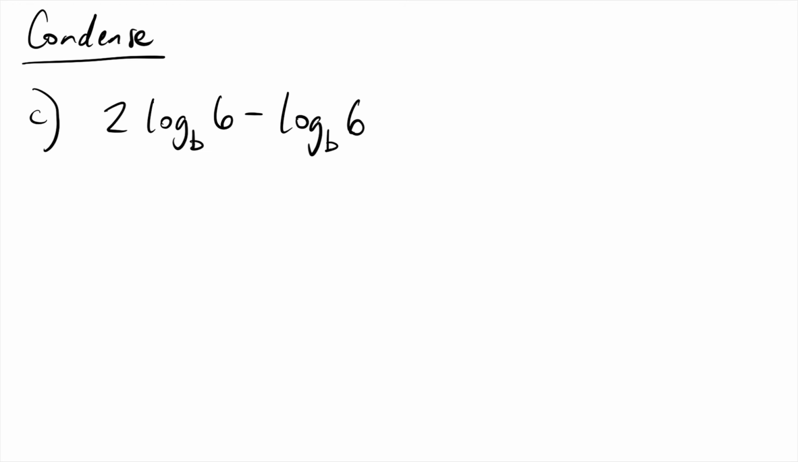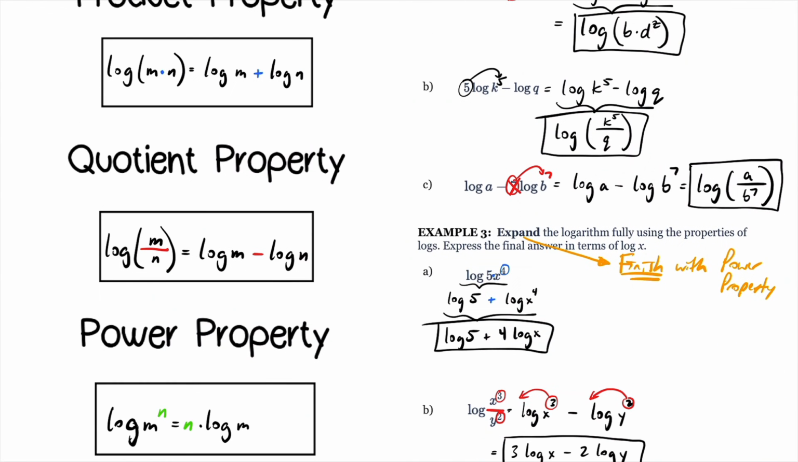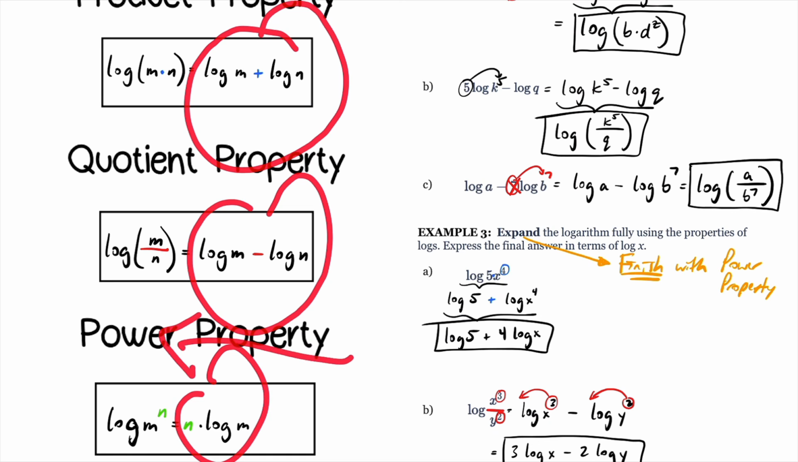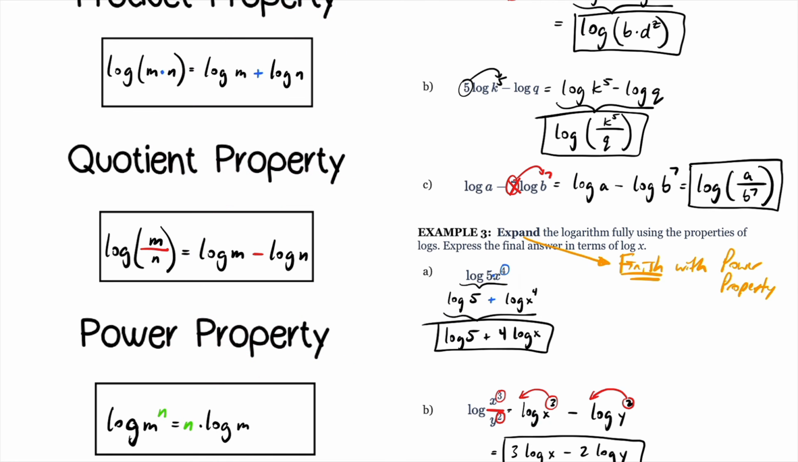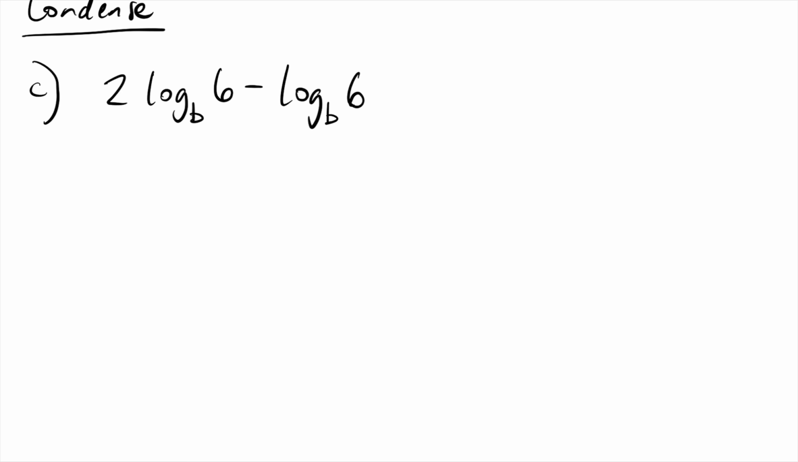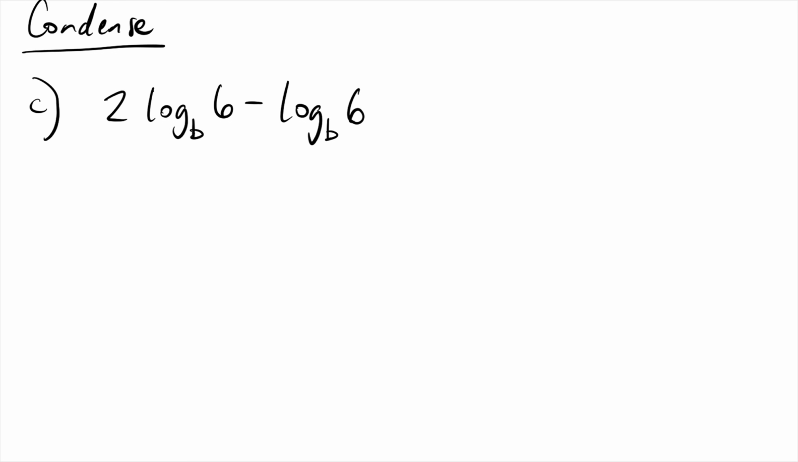Okay, so we got to start. We're starting on the expanded side. We got to go left. So we're over here and we got to go this way. Our finished answer can only have 1 log. This has 2 logs. So that's why we know it's not finished. So we start with condensing. We start with power.